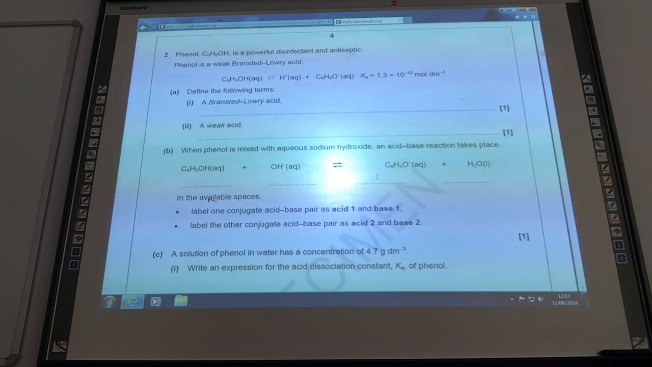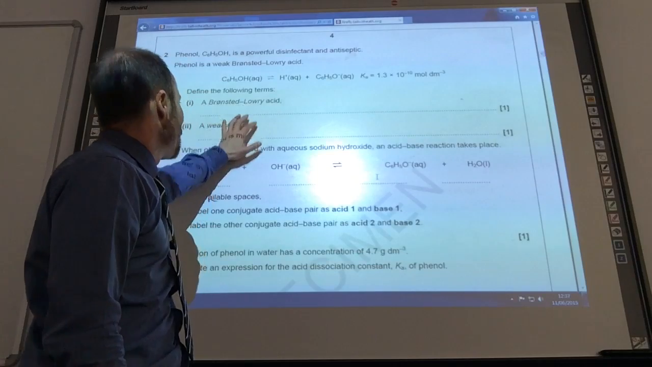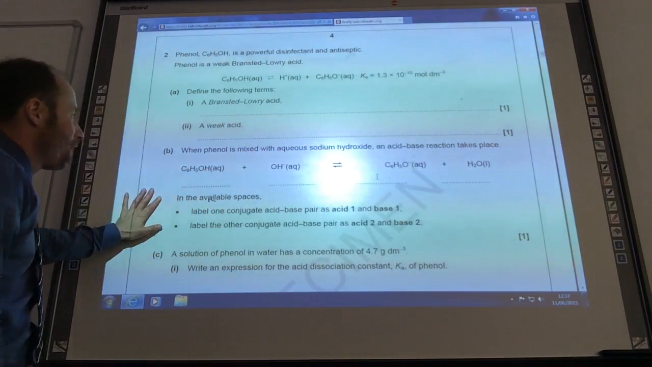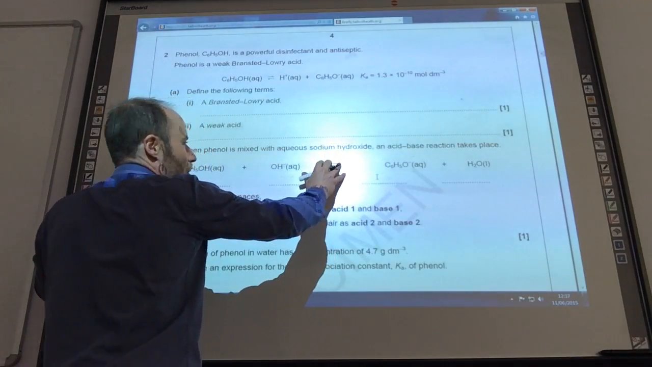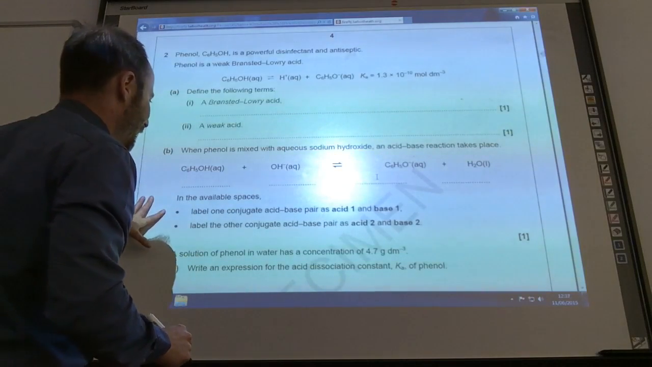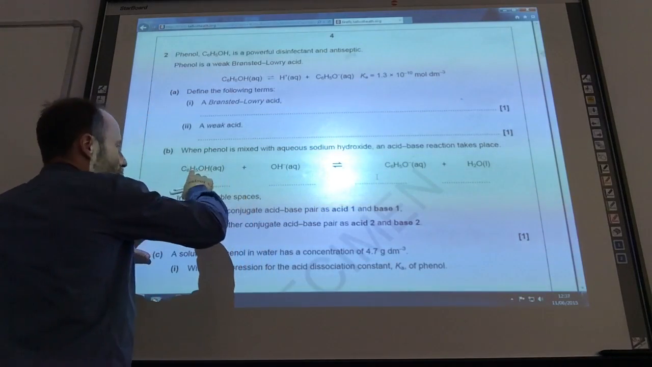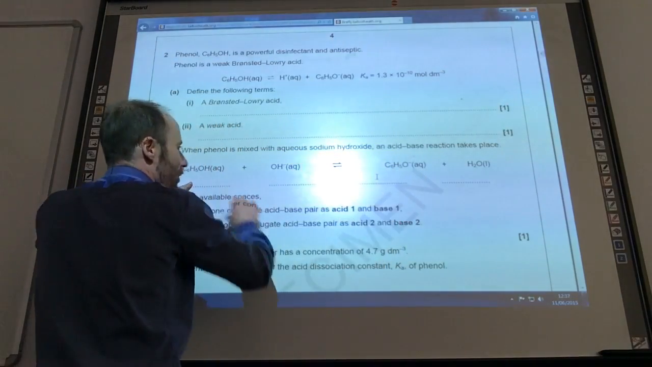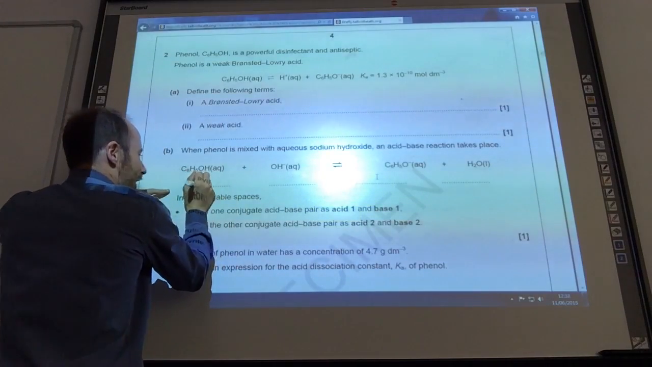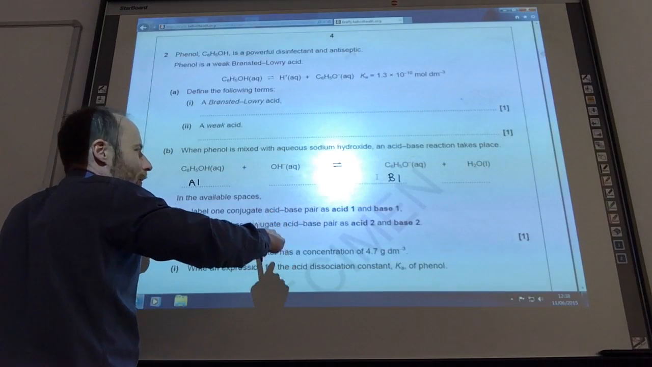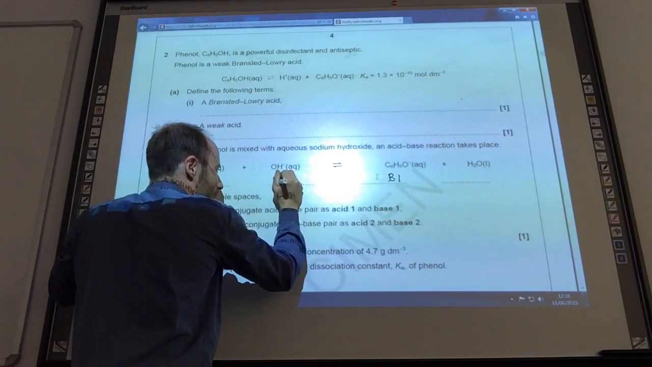Let's move on to question 2. Bronsted-Lowry acid is a proton donor. A weak acid partially dissociates in solution. Phenol is being mixed with sodium hydroxide, acid-base reaction. Label one conjugate acid-base pair and then the other. So, if we look at phenol going to phenoxide there's a difference of H+. So that is acid 1 and that's base 1 because it's lost the proton. If it's acid 1, the other has got to be base 2.